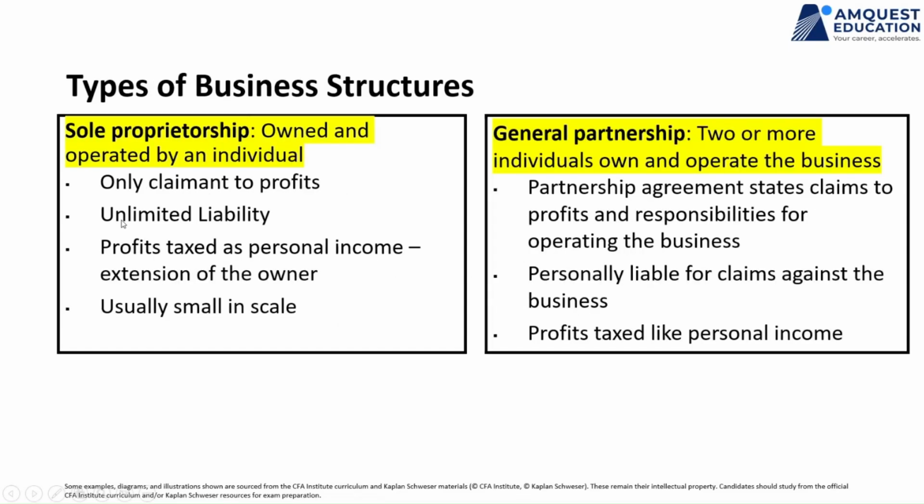Now, when we say types of business structure, the first and foremost, which is the easiest, is sole proprietorship, which is owned and operated by an individual, right? So there's only one person running the business. Therefore, the individual is the only claimant to profit. The individual will receive all the profits and will be liable, obviously, for the losses also. The liability is unlimited, which means if anything goes wrong with the business, the individual is responsible to pay all the liabilities associated with the business.